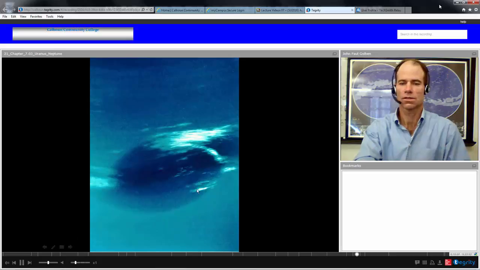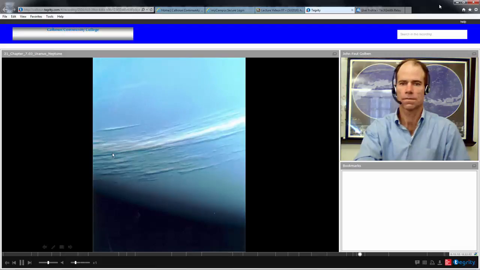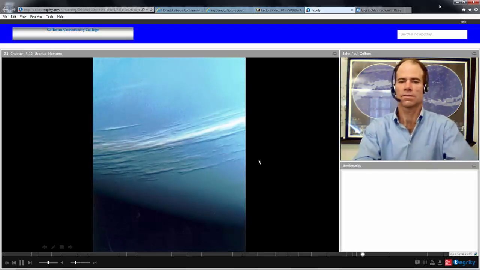Here's a closer look at the dark spot taken by Voyager. You can see some cloud patterns as well. There's a cyclonic storm. Here are some very nice upper clouds in the atmosphere of Neptune. So definitely some nice atmospheric features going on there.